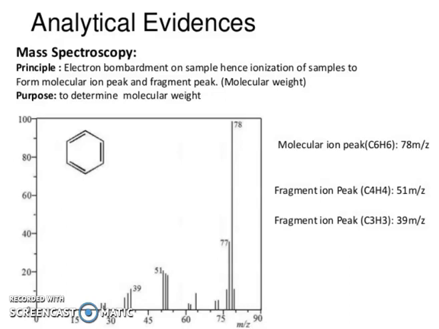Mass spectroscopy: molecular weight determination. So molecular ion peak, C6H6, 78 m/z; fragment ion peak C4H4, 51 m/z; and fragment ion peak C3H3, 39 m/z.